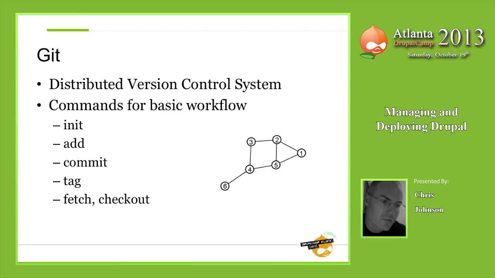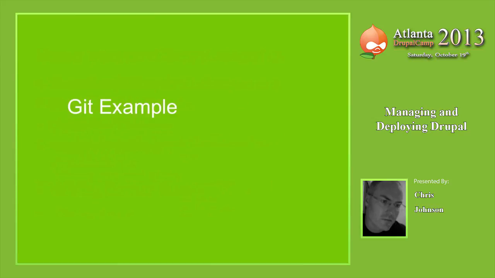Init is just to initialize an area for the repository to do its tracking for you. Add is when you say, hey, take a look at all these files. They're in a state that I'm ready and happy for them. Add them to your list of what you're going to save. Commit is actually, okay, save those changes. Tag is where you name the set. And then fetch and checkout are things that you use to pull items and then deploy them. So let's get down to some examples.